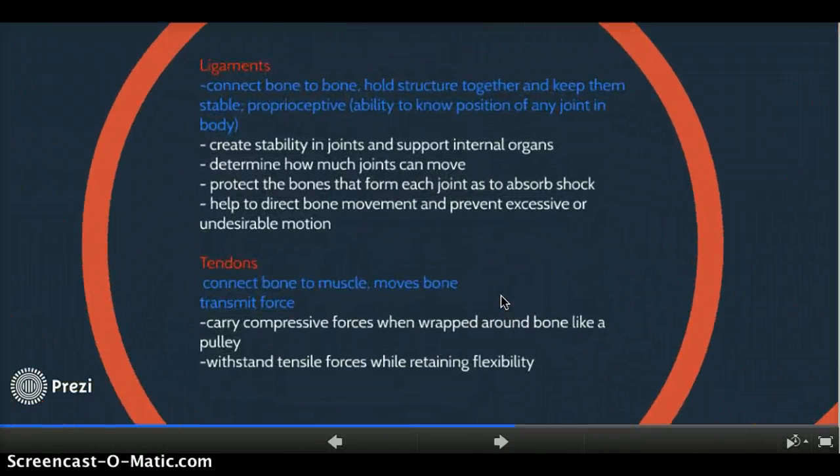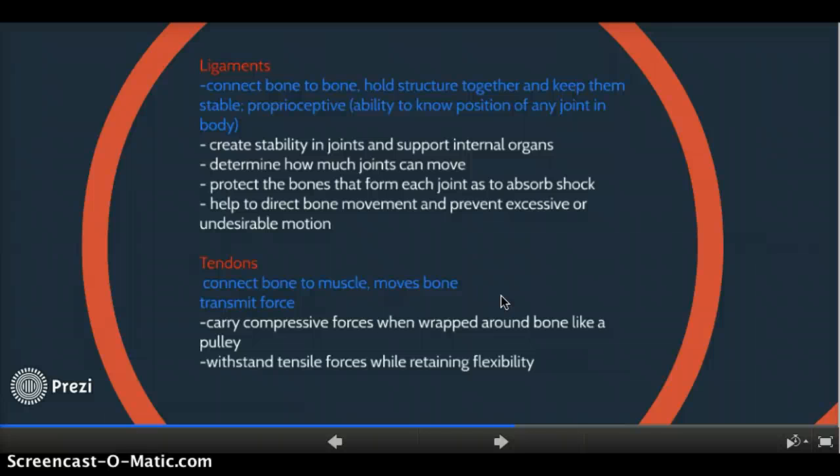Functions. Ligaments function by connecting bone to bone and hold structures together to keep them stable. They create stability in joints and support internal organs, determine how much joints can move, protect the bones that form each joint by absorbing shock, and help to direct bone movement and prevent excessive or undesirable motion.